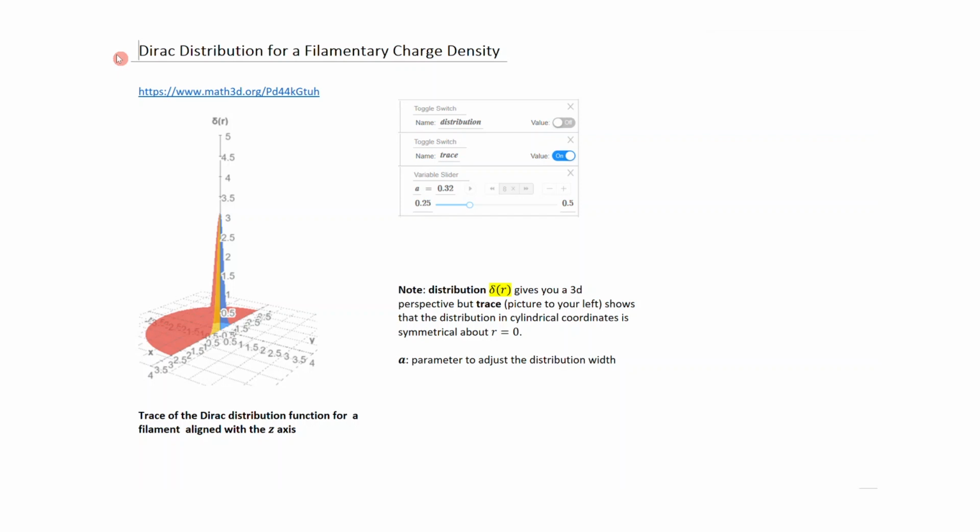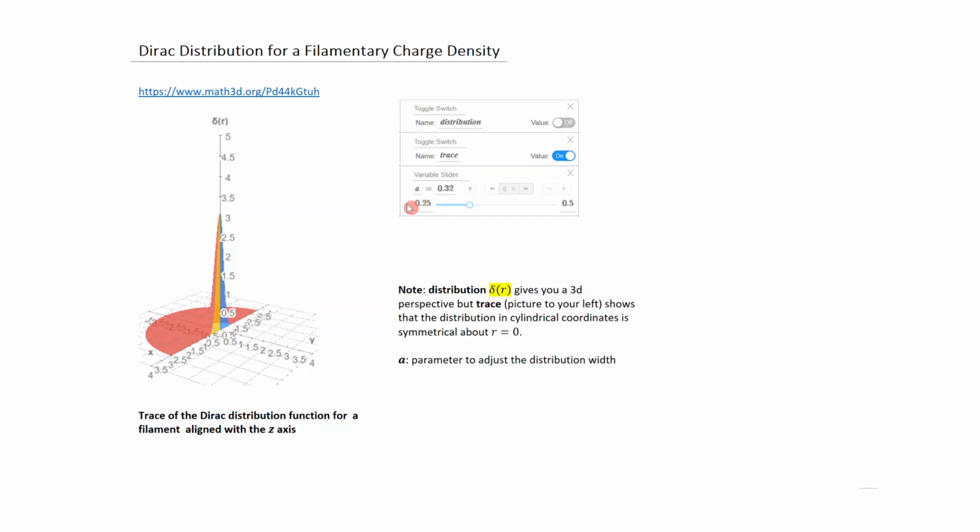All right, so let's consider now some applications, and we'll start with the Dirac distribution for filamentary charge density. So in this figure here on the left is basically a two-dimensional Dirac delta function, but in this case we are expressing it in cylindrical coordinates. So in effect, what you have is delta(r), where r is greater than or equal to 0. And you can see here that it spikes at 0, which is equivalent to saying you have a point charge in 2D sitting at the origin, that is position x equals 0, y equals 0.